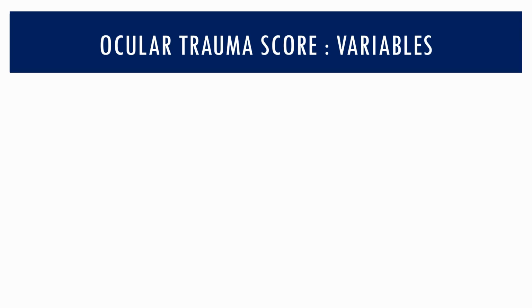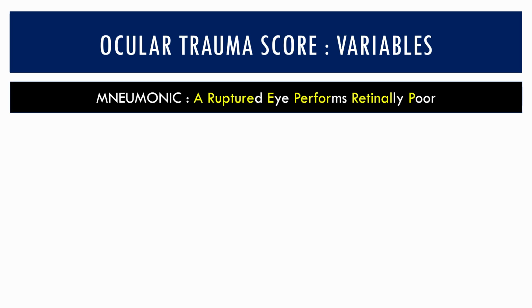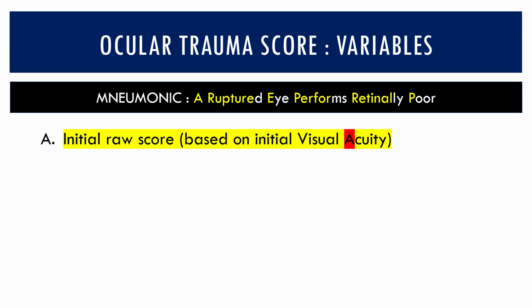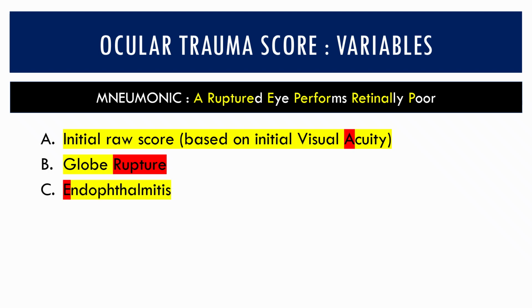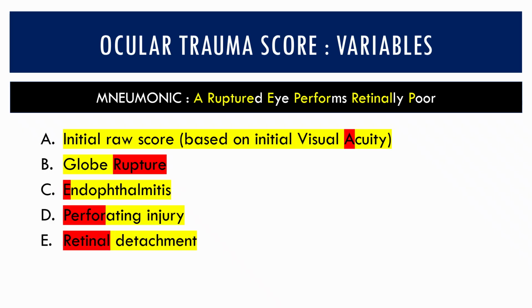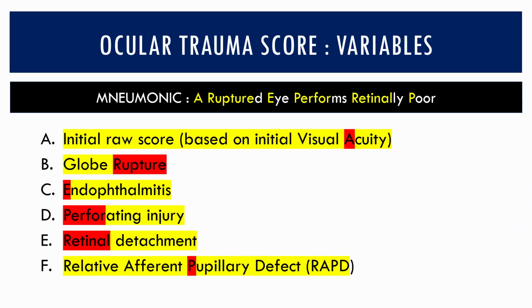Before we learn the scores, let's first remember the 6 variables used in the ocular trauma score. To make this easy, I use the mnemonic: a ruptured eye performs retinally poor. A stands for the initial raw score based on the patient's initial visual acuity. Ruptured reminds us of globe rupture. E stands for endophthalmitis. Performs stands for perforating injury. Retinally reminds us of retinal detachment. And finally, P stands for pupil, for relative afferent pupillary defect or RAPD.